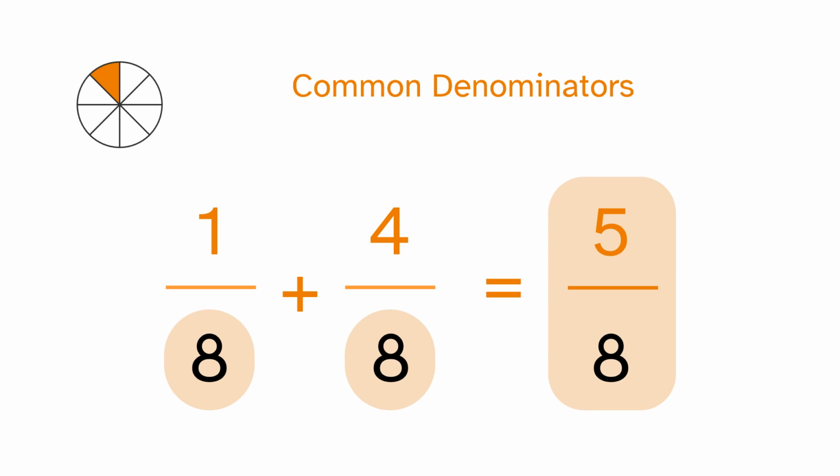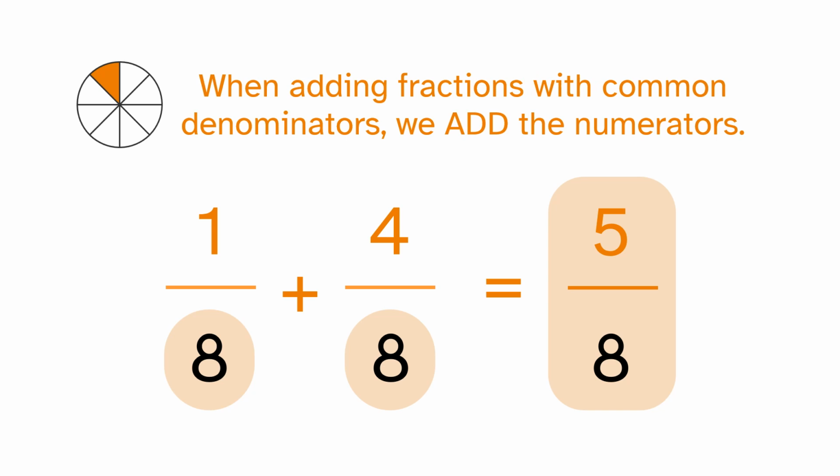When we have the same denominator, we call these common denominators. When adding fractions with common denominators, we add the numerators. This is how we got 1 plus 4 equals 5.